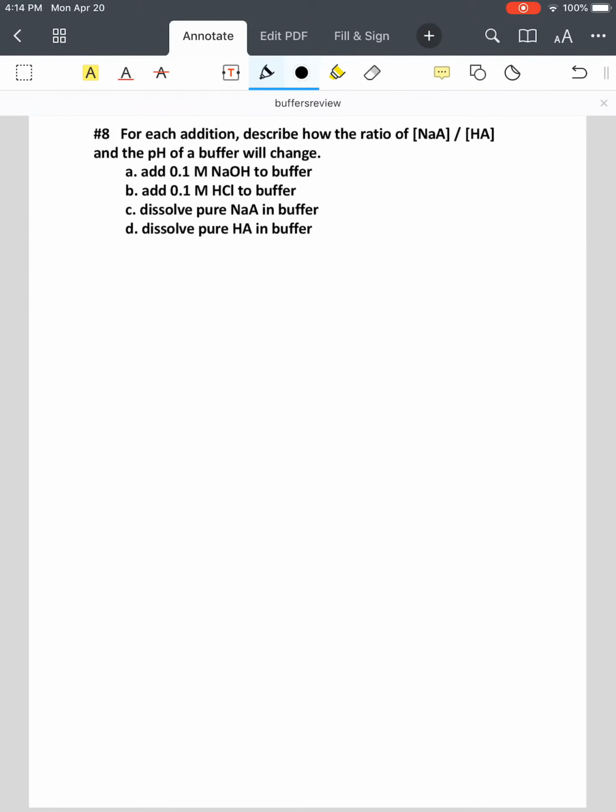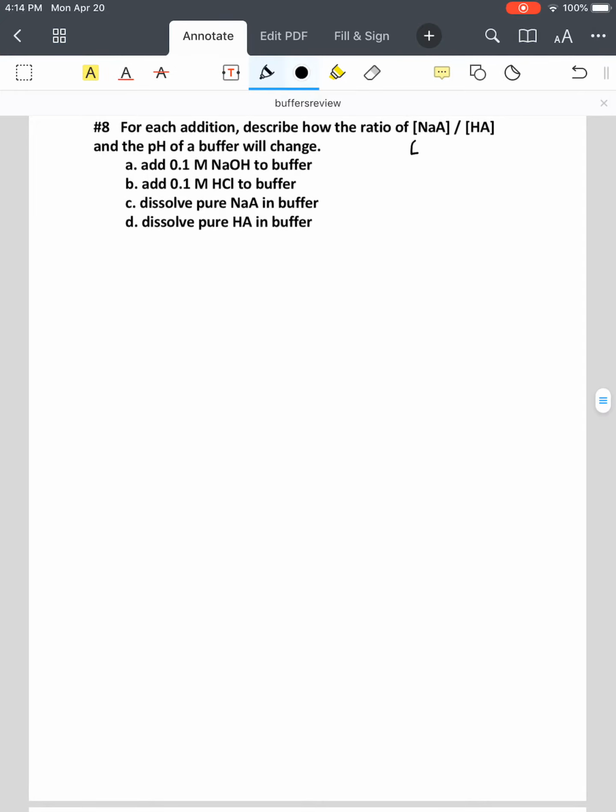All right, this next one. For each addition, describe how the ratio of NaA to HA changes with each of these additions. So first off, this ratio, let's break that down, okay? What are we talking about? NaA. Well, Na is plus 1 charge, and A must be minus 1 charge, right? So what I'm really being asked here is, what is the molarity of A minus over the molarity of HA?